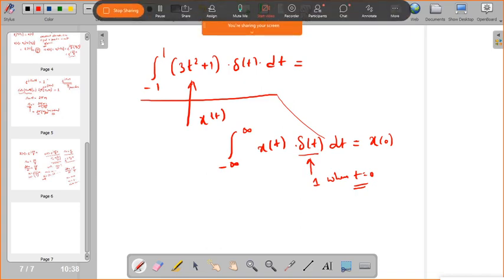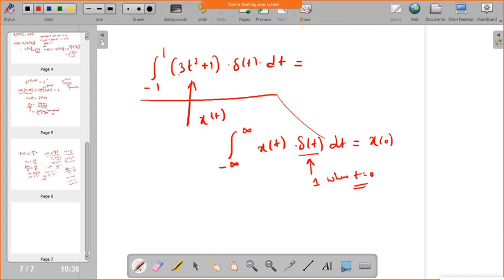So now this value, you replace the t value by 0. What will you get? So this will become 1. So the function value will be equal to 1. Is it understood? It is a property of the delta function.